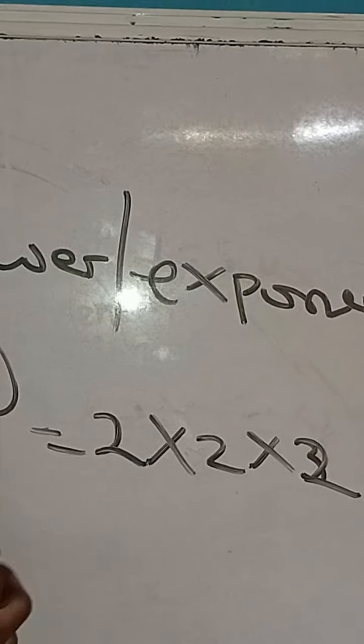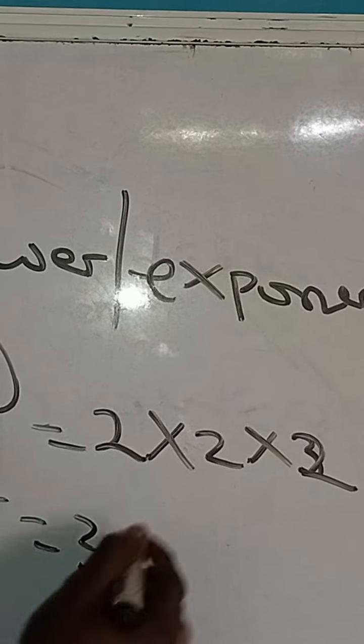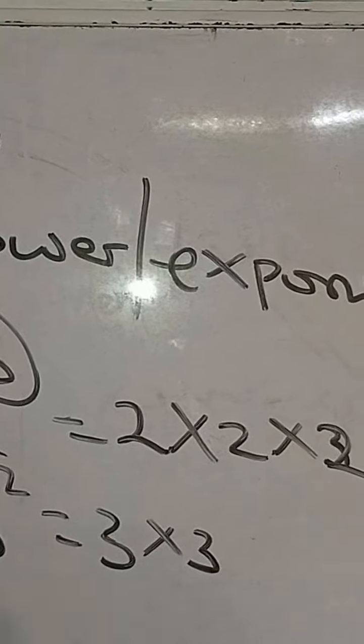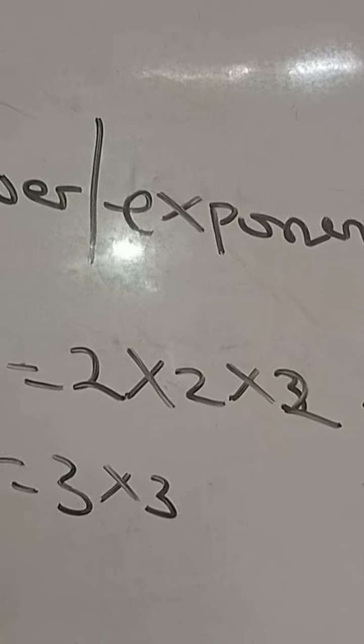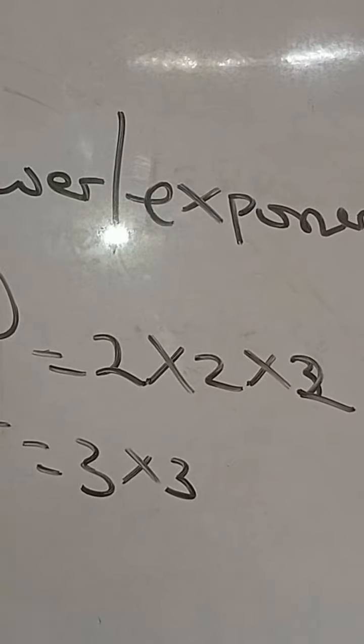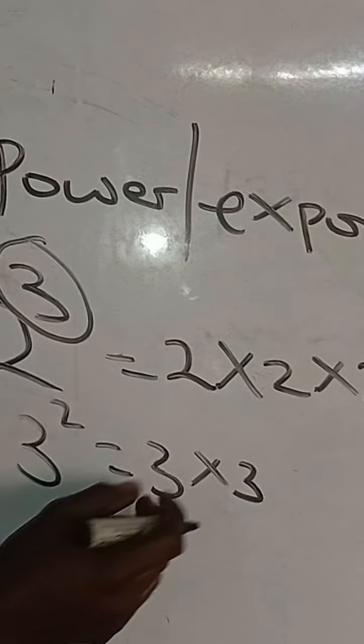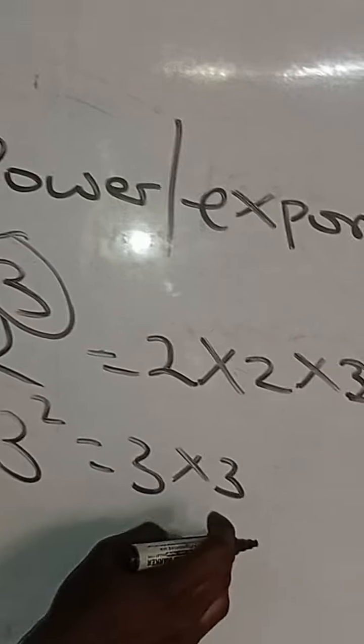For example, if you are taking 3 raised to power 2 as an example too, we are going to be having 3 times 3 in 2 places. Why? Because this 2 here is telling us how many times we are to multiply this 3 to give it a product. And that's why we are having this as 3 multiplied by 3.